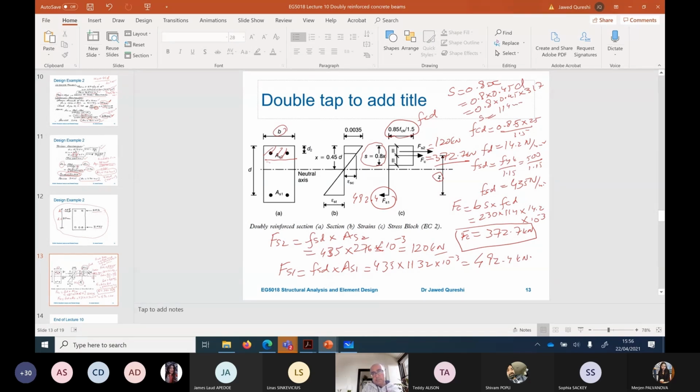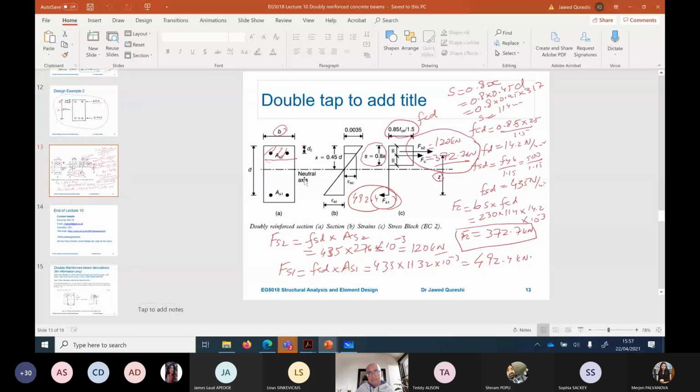372.7. Now you can see that when you add these two forces up, it should be equal to this one. Because I have rounded it off a couple of times, when you add 120 to 372, it comes out to be 492.7. Here it's 492.4. The reason is that I have rounded it off a couple of times. All right. If the diagram is given to you, then it's just putting it into the values.